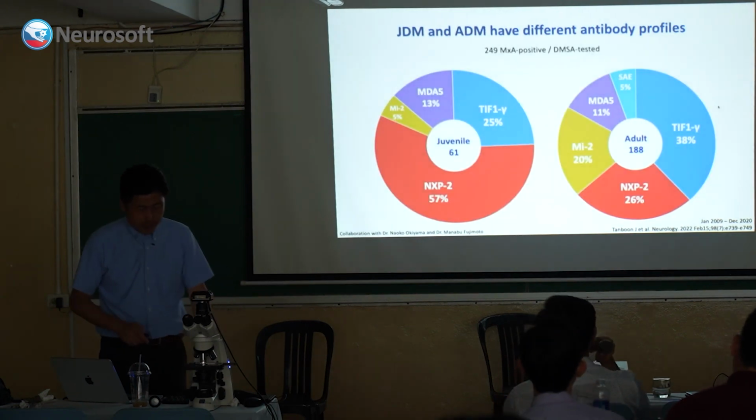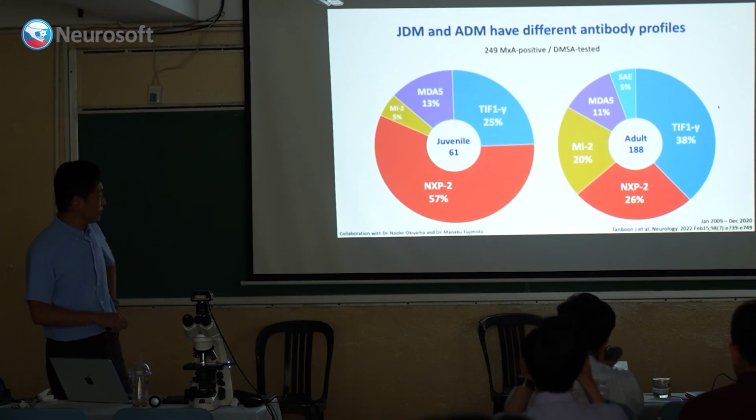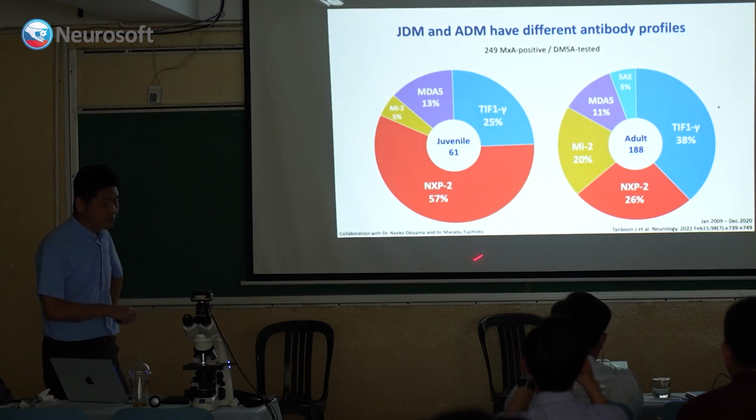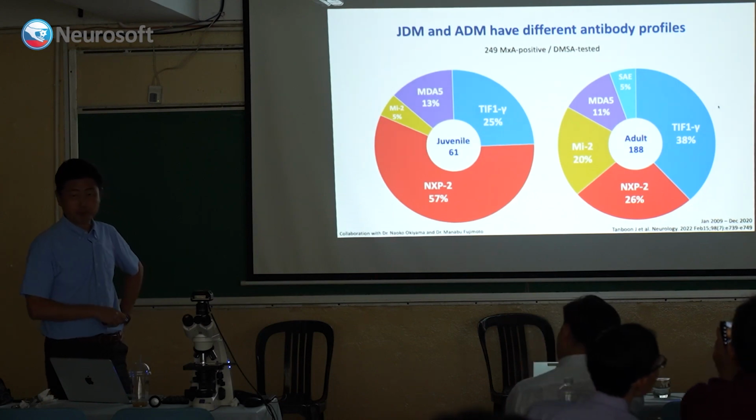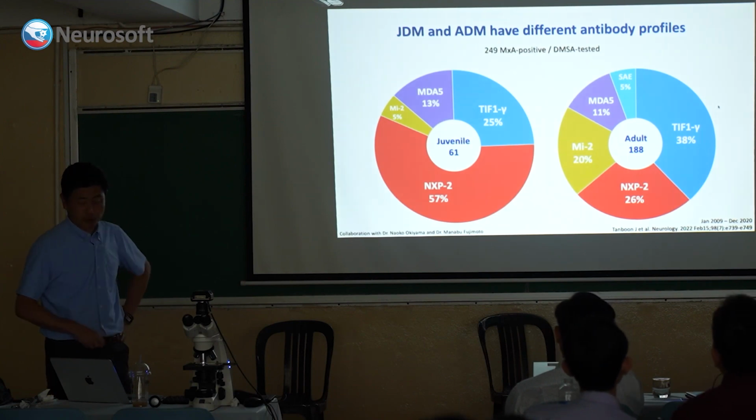And if you divide into juvenile and adults, of course, the ratio of positive autoantibodies is different. NXP2 is the most frequent among pediatric patients, while among adult patients, TIF1 gamma is the most common.